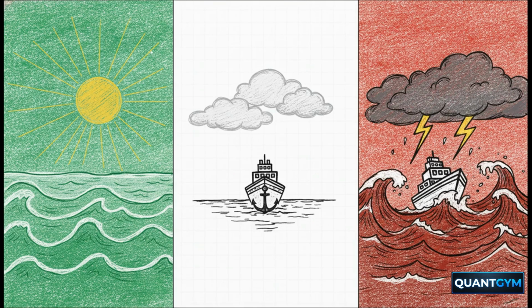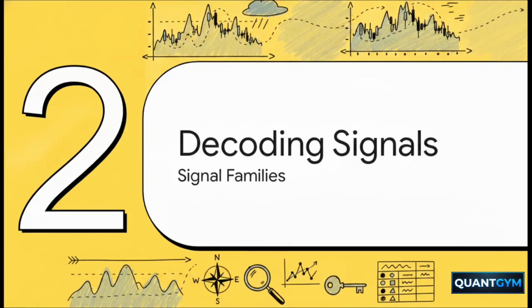So why does this all matter? Well, because if the market weather completely disagrees with your trade idea, you absolutely must demand significantly more confirmation. Or honestly, better yet, just stay on the sidelines. You wouldn't sail a ship straight into a storm for no reason, right? Section 2. Decoding the signal families.